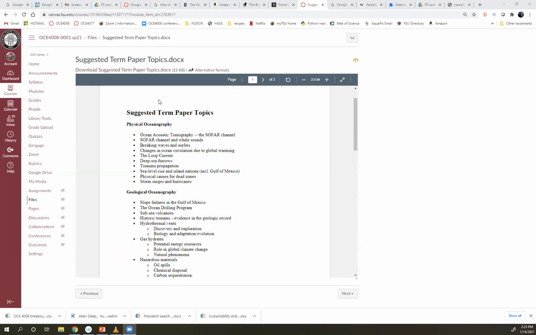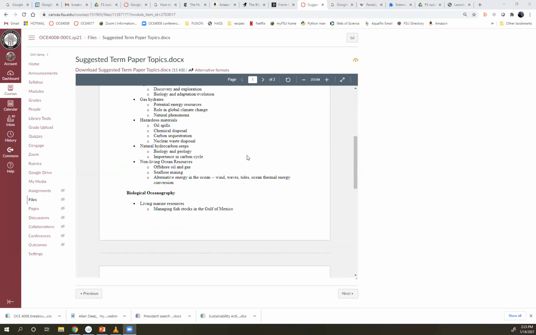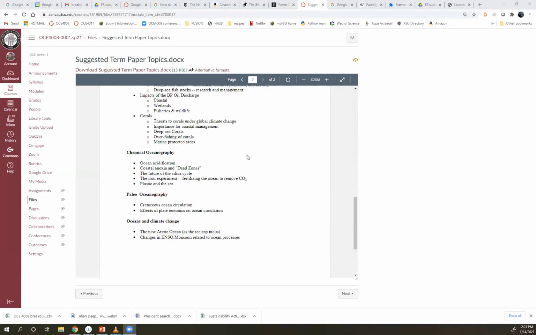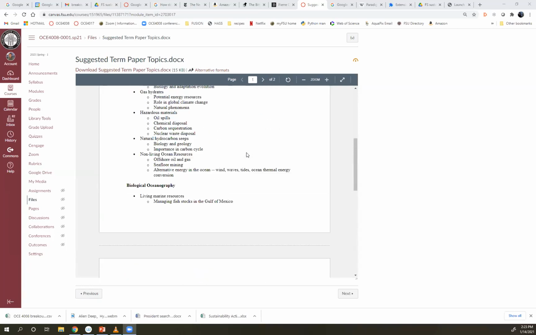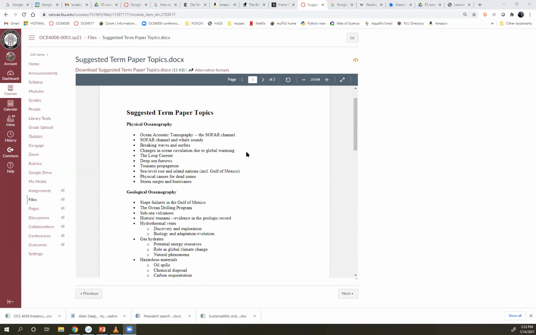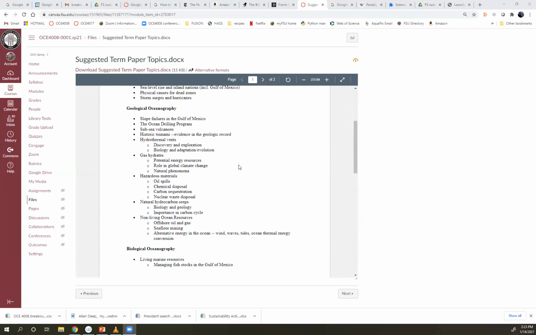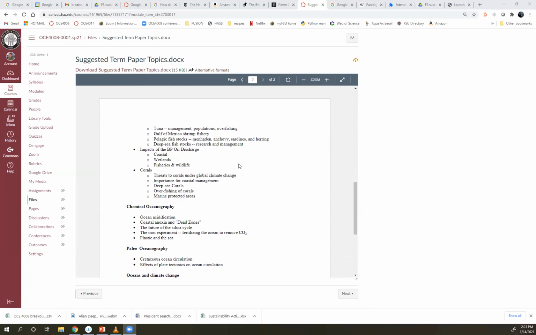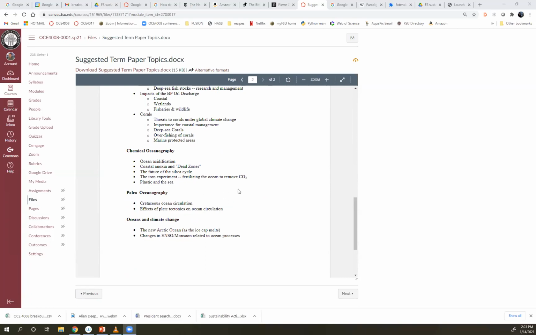And I'd like you to take a look at the suggested term paper topics. I'm going to open up the breakout rooms, and I'd like the different teams to just have a look through here and have a talk about what we talked about in the lecture today, and then start brainstorming together about what your term paper topic might be. And so I've put down some different areas here: physical oceanography, geological oceanography, biological oceanography, chemical oceanography, oceans and climate change.